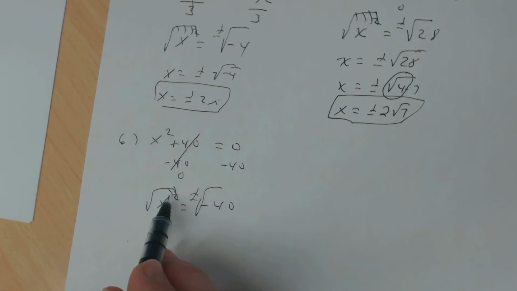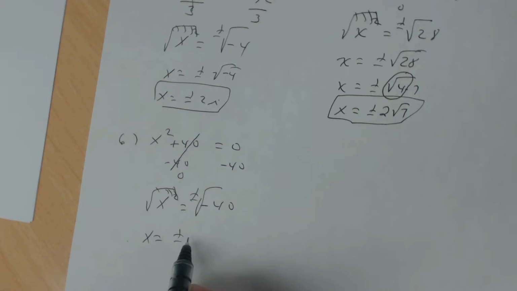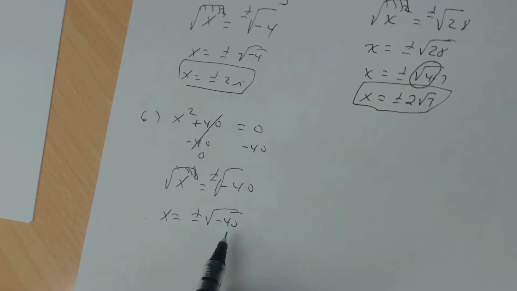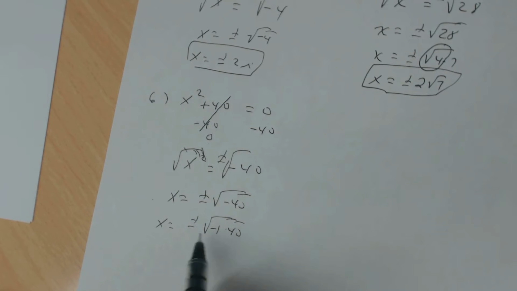So now these undo each other. The square and the square root undo each other. So you get x equal plus or minus square root of negative 40. And let's simplify the square root of negative 40. So here I can write this as plus or minus the square root of a negative 1 times 40. Now again, you can do some of this in your head. You know that you can have an i out here.